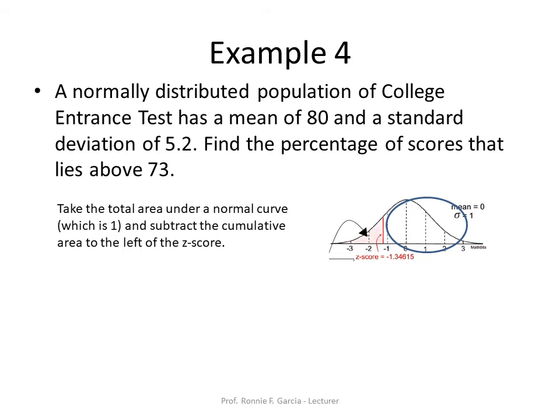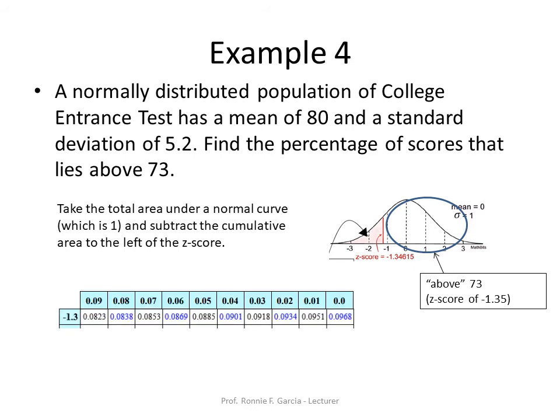So that is the logical explanation why we are using 1 and subtracting a particular number from it, because we are trying to get the other side of the curve, the area of the other side of the line. So that is 73, the circled one. That's the area that we are trying to get because we are getting above 73.